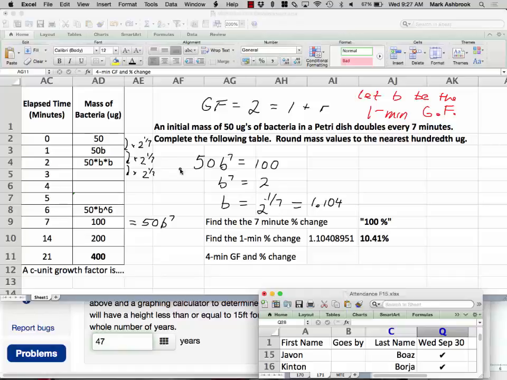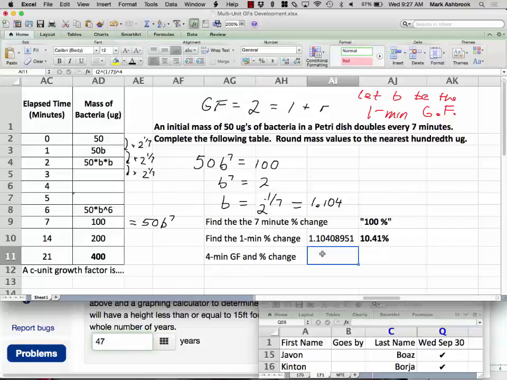So how do we express that? Not 4 times. It's going to be 2 to the 1/7 times 2 to the 1/7 times 2 to the 1/7. So 2 to the 1/7, and then the exponent is 4. There you go. So there's our 4-minute growth factor: 2 to the 1/7, to the 4th.